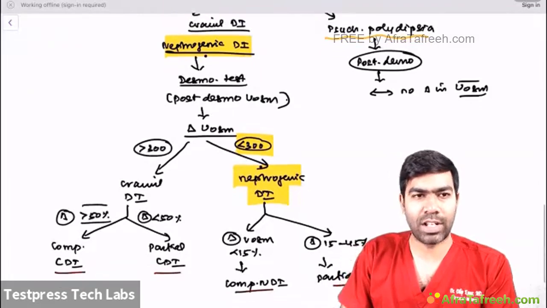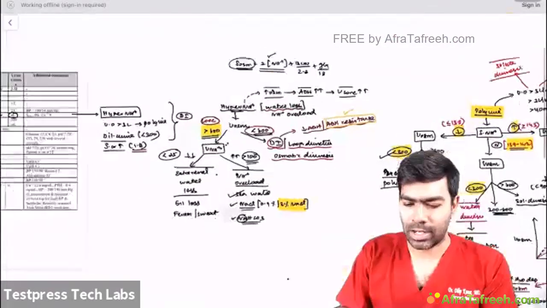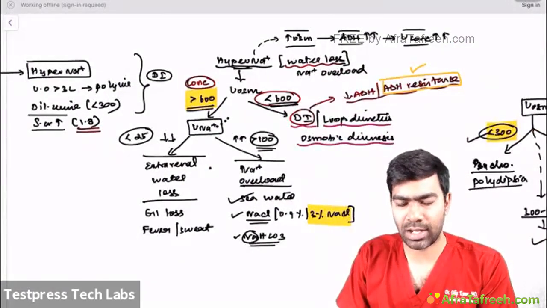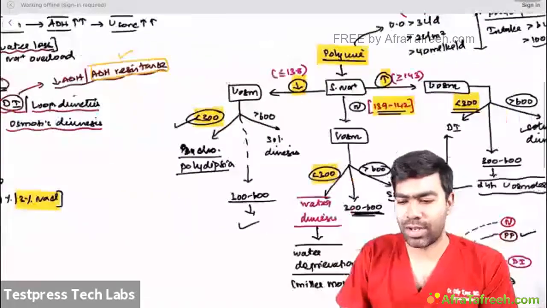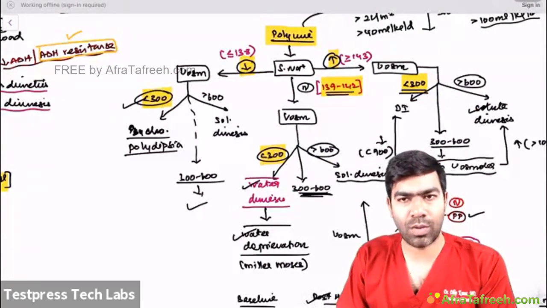So that's the idea of a desmopressin test here. This is what you can do. And I told you the evaluation of hypernatremia, how to evaluate hypernatremia in exam, and how to evaluate a polyuria also. So if there is a polyuria, I told you when will you do a water deprivation test. Not all the cases will go for a water deprivation test.